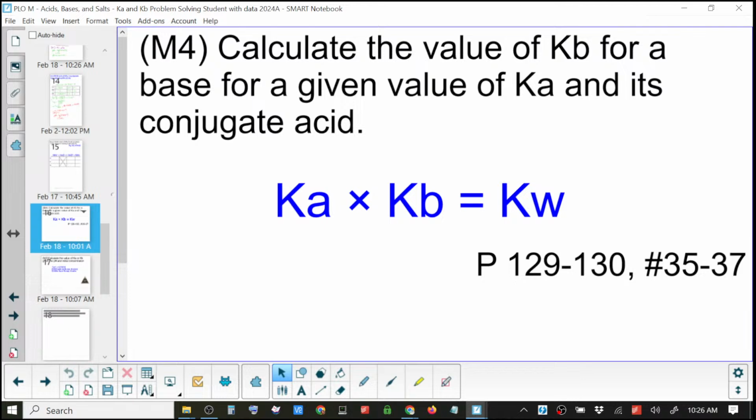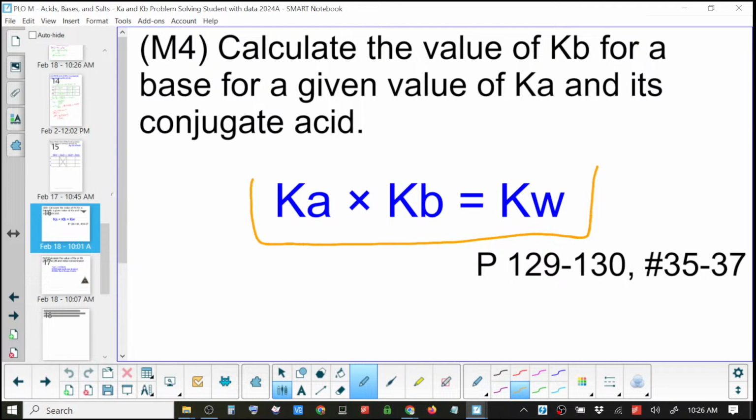Okay, notebooks up. There's not any particular problems on here. I'm just drawing your attention to two. M4 is the specific learning outcome that tells you have to know this relationship. We already had to derive that relationship in order to talk about KB. And so we've already done this. You've been using it in multiple problems.